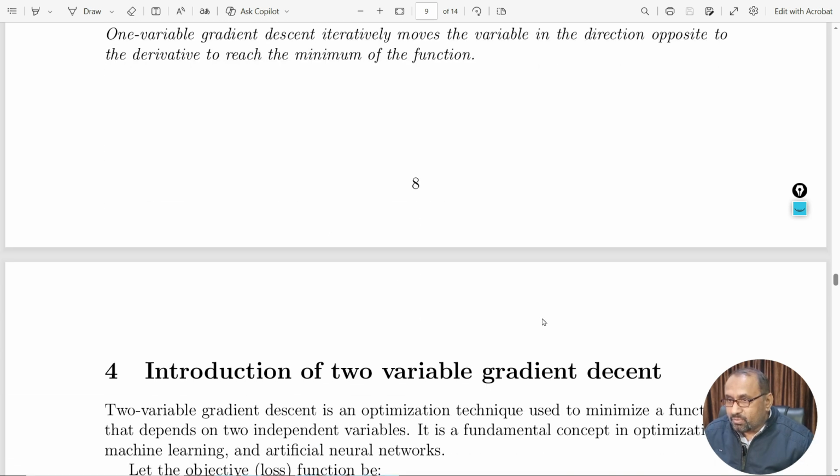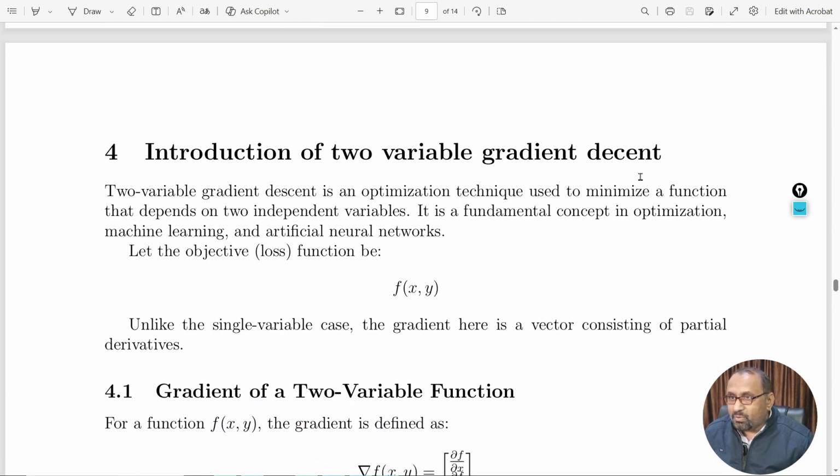Okay, so now here we have the example of a two variable gradient descent. Two variable gradient descent is an optimization technique used to minimize a function that depends on two independent variables. It is a fundamental concept in optimization, machine learning, and artificial neural networks. So let the objective function of the two variables be f(x, y). But before that, I would like to show you one video, and after that we will discuss everything for the two variables.